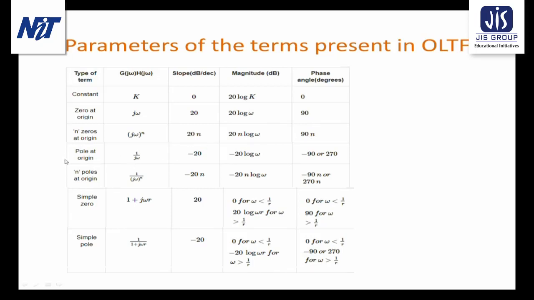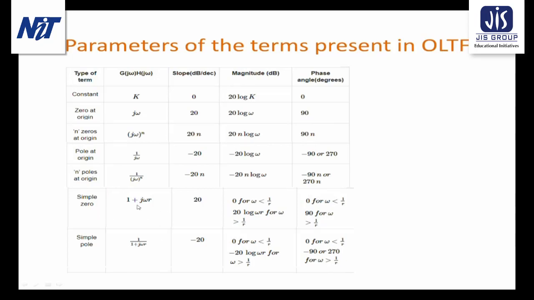So this one is the pole at origin, that means a single pole at origin, 1 by jω. Here the slope will be minus 20 dB per decade. The magnitude will be minus 20 log ω, whereas here the phase is minus 90 degree. If there are multiple poles at origin, then again all the terms will be multiplied by n. So the slope becomes minus 20 n, magnitude is minus 20 n log ω, and the phase angle is minus 90 n. In such way, we can find out for the simple zero and simple pole also.